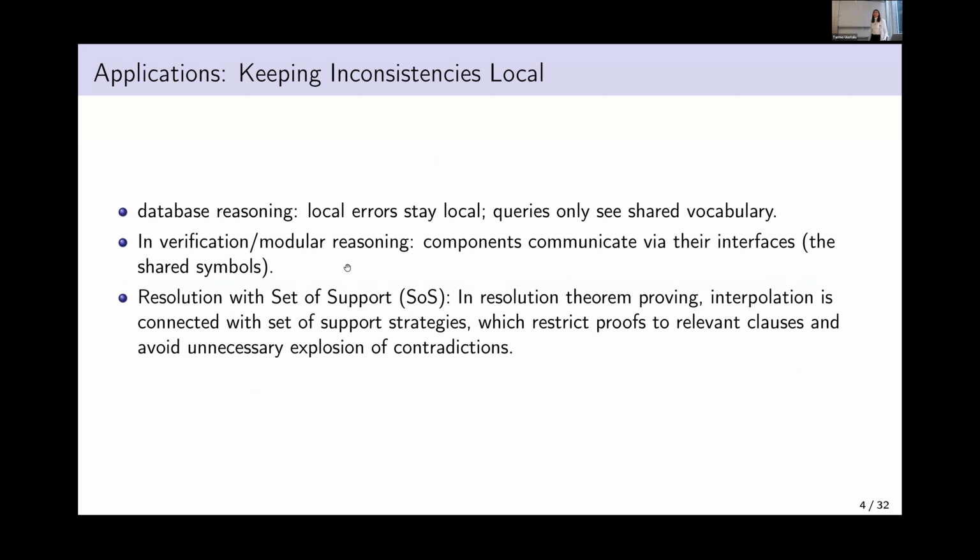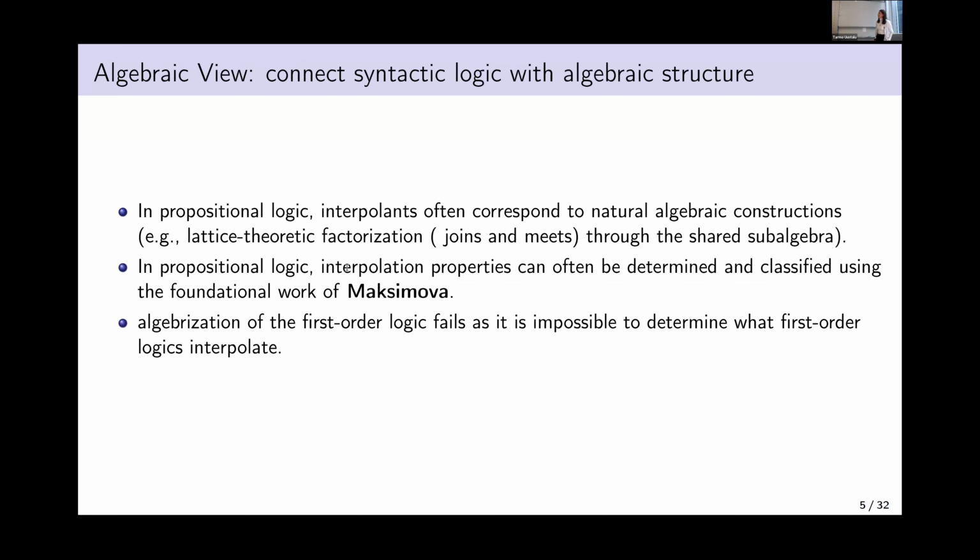Now, maybe the most favorite part for you, application in computer science and theorem provers. So in database reasoning, local errors stay local. For example, queries are answerable only if we share vocabulary. In verification reasoning, components communicate via their interfaces. Resolution has the set of support property, and here it is also connected with set of support, and keeping inconsistencies local is the main point of interpolation. So a few words about the algebraic view.